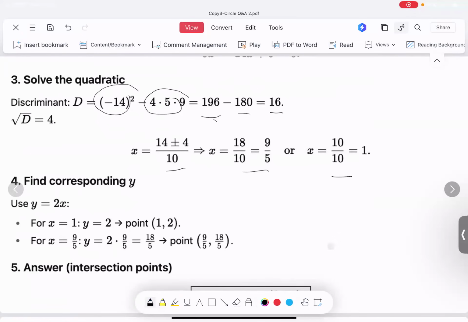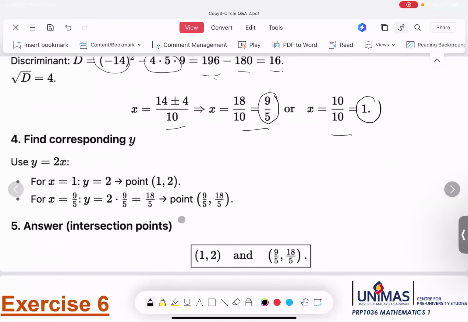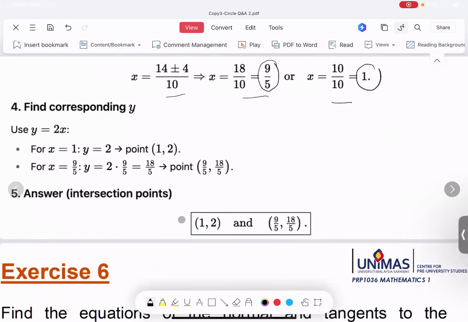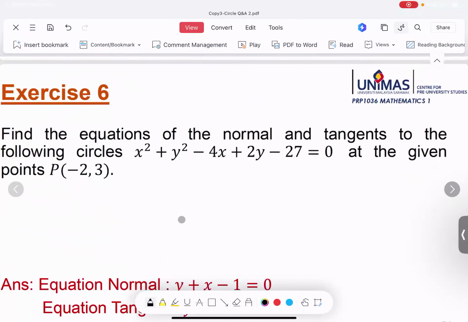So you will get the answer x equal to 9 over 5 or x equal to 1. So when it is 9 over 5, your point is 18 over 5. If x is 1, your answer is 2. These are the possible answers. Move on to exercise number 6.